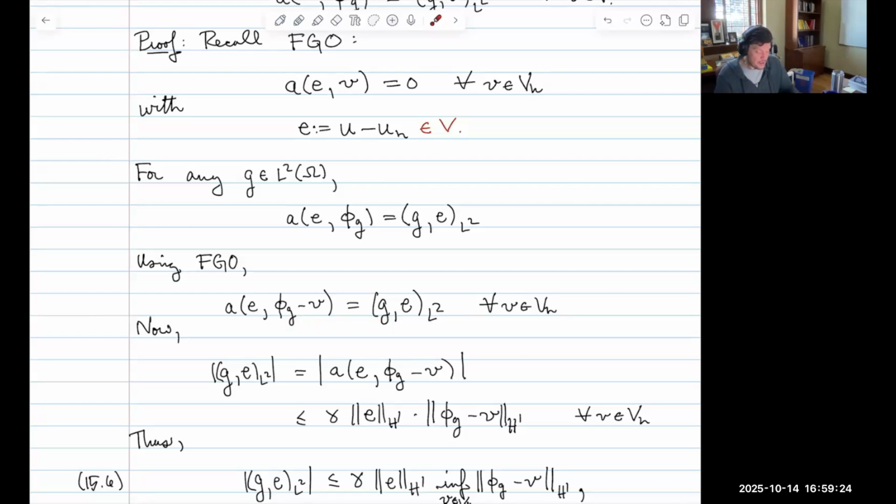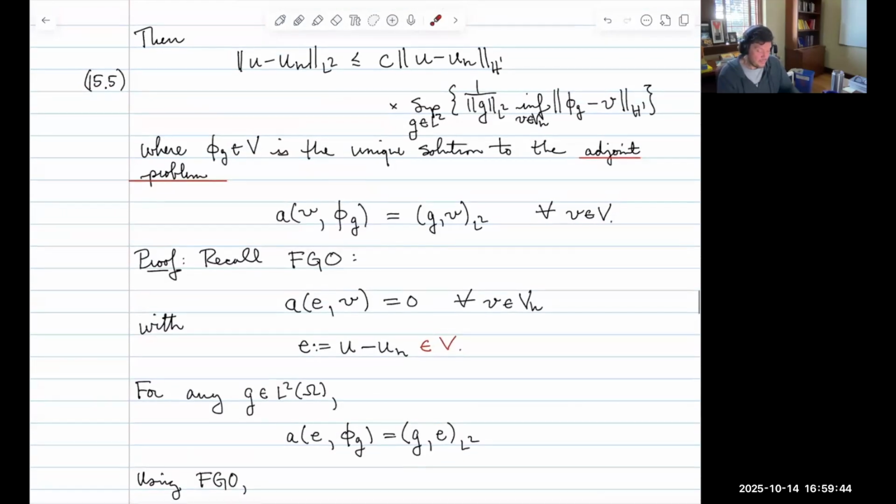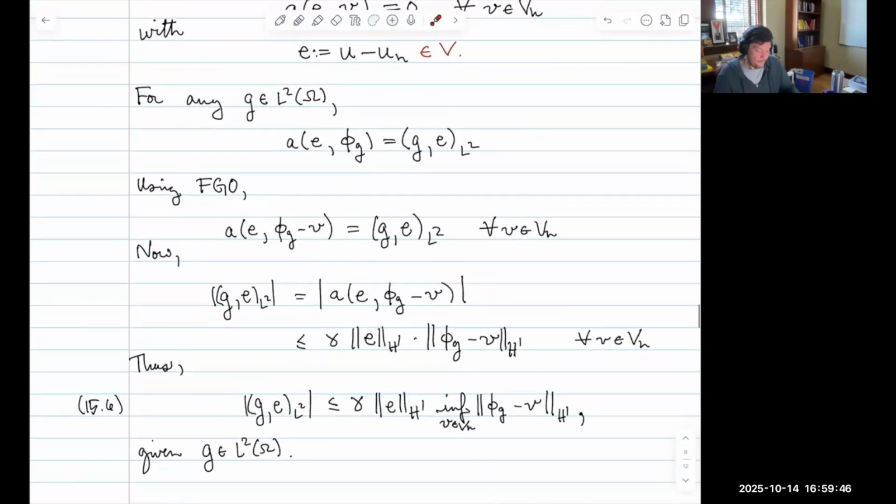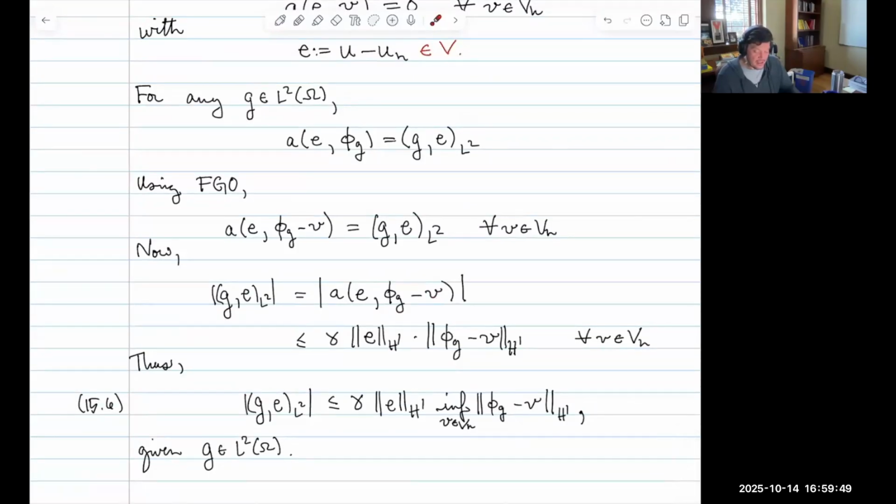So now let's start by flipping this around. Let's start with the estimate of this. That's the L2 inner product of g against E. That's equal to, through this argument, A(E, phi g minus v), where phi g is the solution to the adjoint problem above, and v is anything that I want from the finite dimensional subspace VH. Now apply what? This one is just going to be Cauchy-Schwarz.